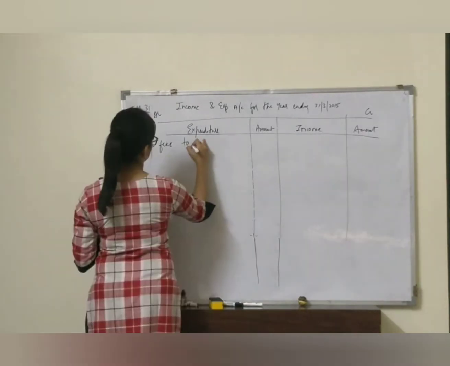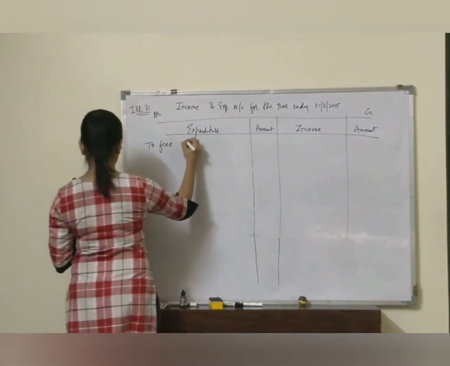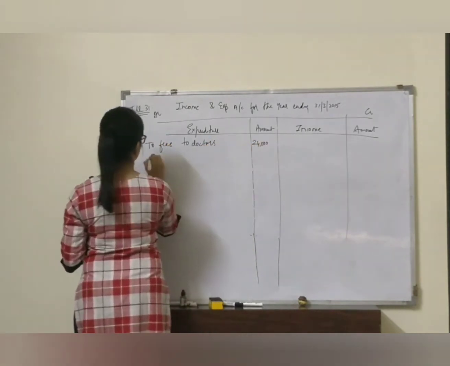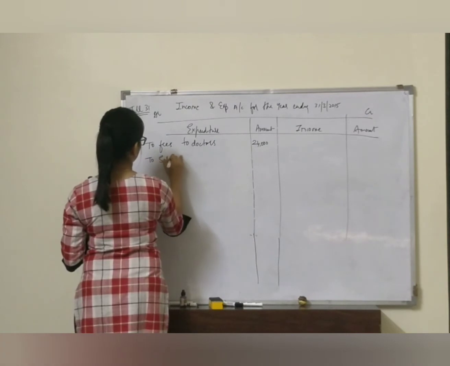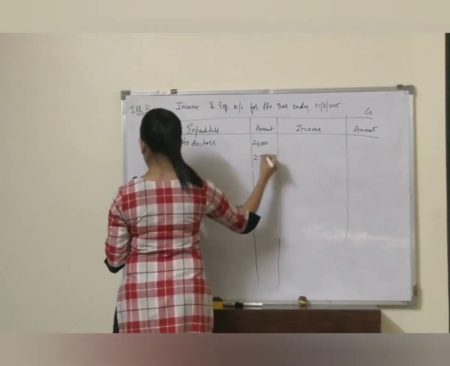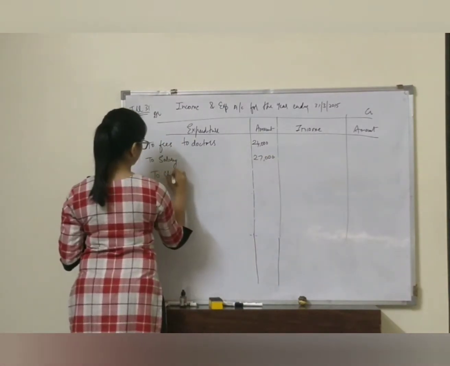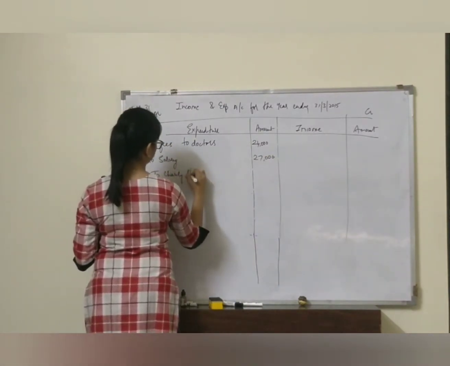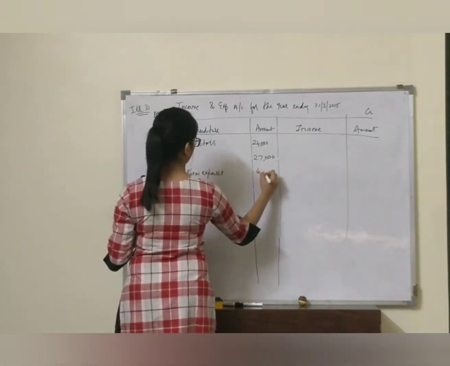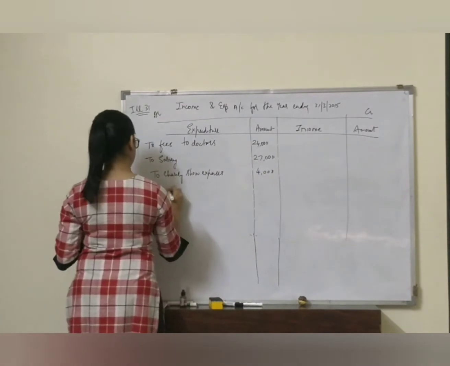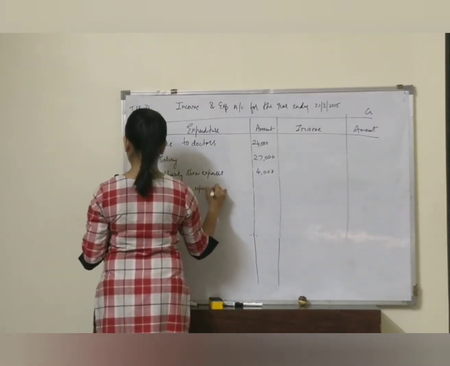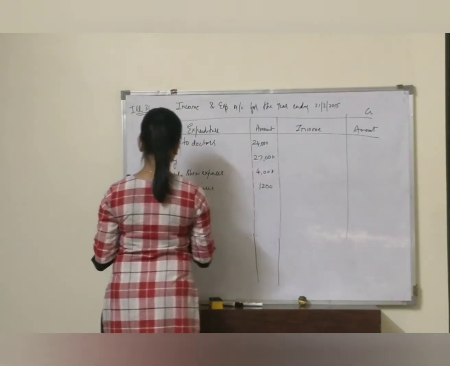Next we have to doctors' fees 24,000, to salary 27,000, to charity show expenses 4,000, to sundry expenses 1,200.